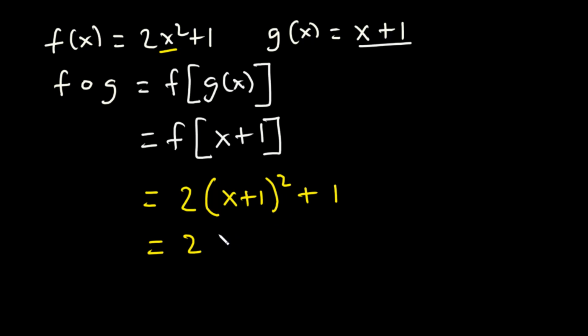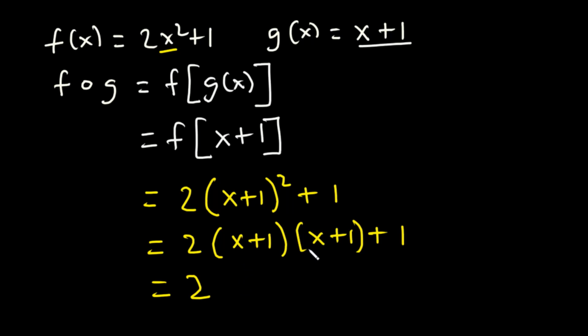X plus 1 all squared is equal to x plus 1 times x plus 1. Now x times x is x squared. X times 1 is x. 1 times x is x. And then 1 times 1 is 1.